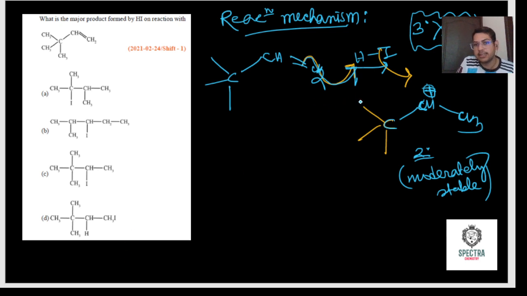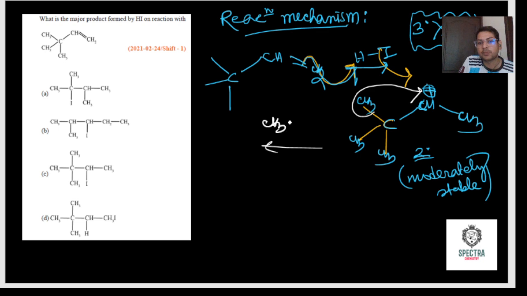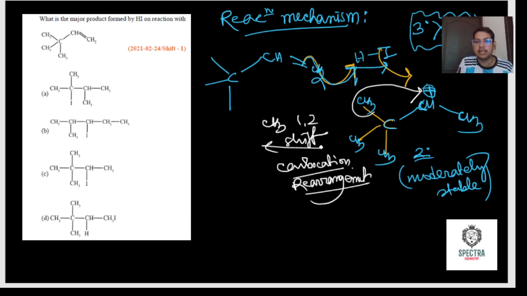So you can say, sir, these are methyl groups, right? Yes. And if I shift one methyl group like this, yes, you have to do one methyl shift. And what is the step you are doing? You are rearranging the carbocation. Carbocation rearrangement you are doing.